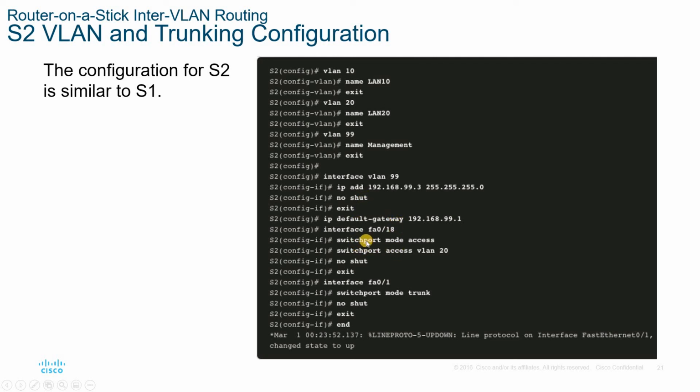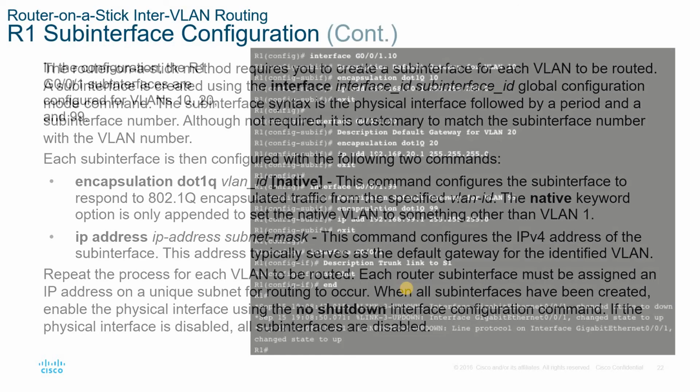Changing the port from access default to mode trunk, just in case there will be ports that need to be trunked. And then of course the native VLAN assignment. So we did that last time.